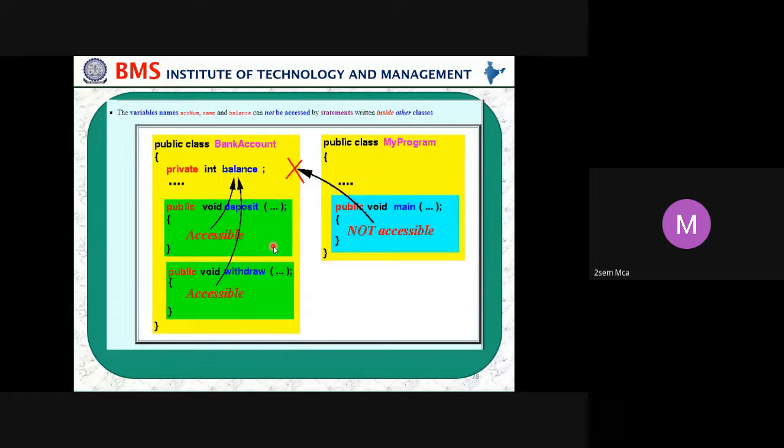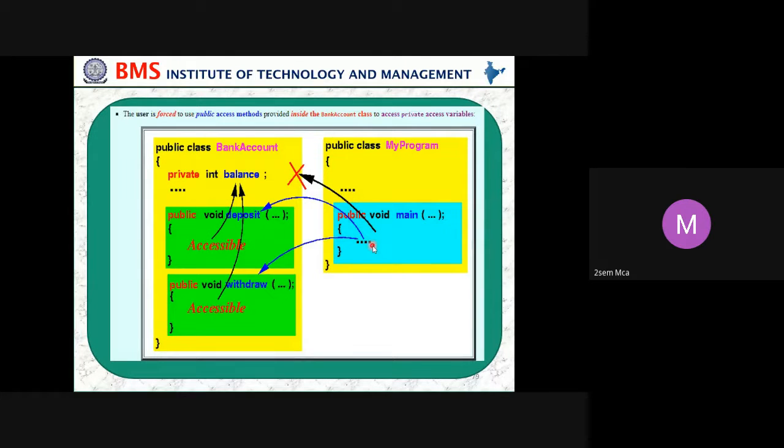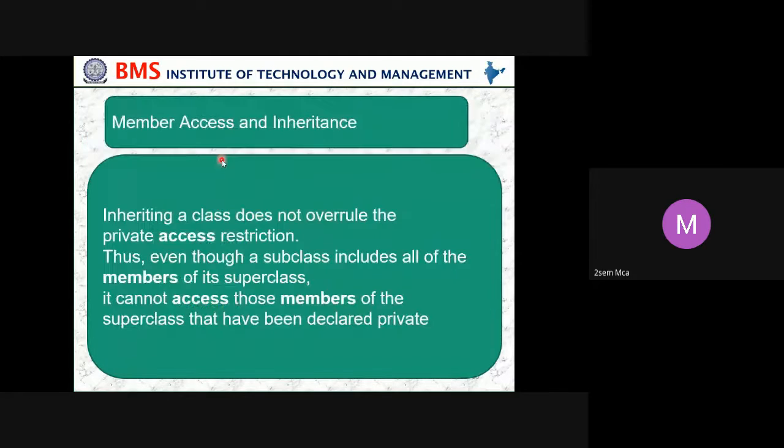Here we cannot access this directly, but through the objects we can access them, because again you can see these methods are public, only the variable is private. Then member access and inheritance: inheriting a class does not overrule the private access restriction. Thus, even though a subclass includes all of the members of its superclass, it cannot access those members of the superclass that have been declared private.